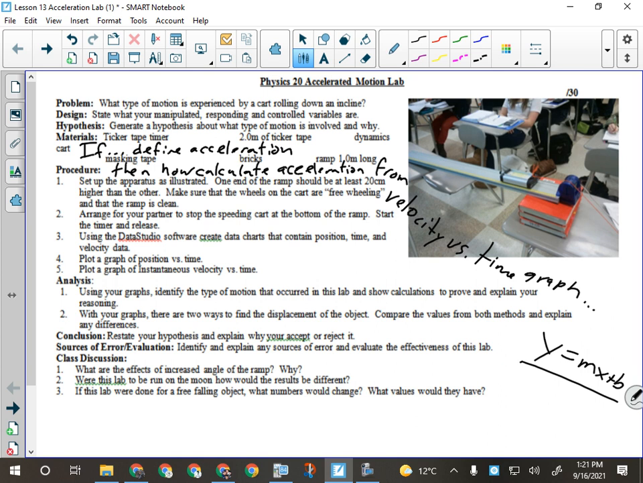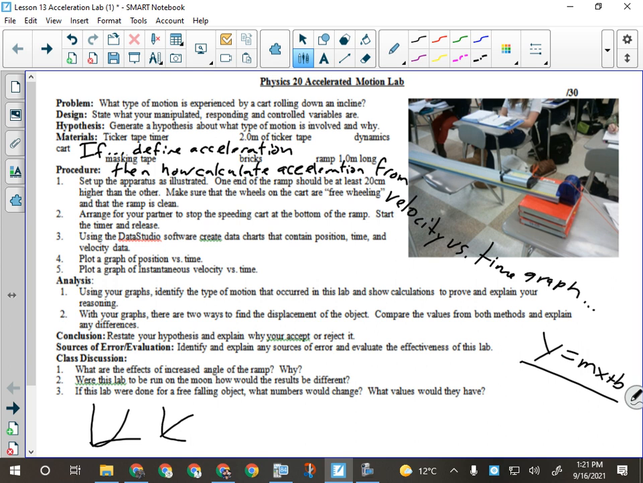These are the two graphs we should get. You should get one that looks like that, and you should get one that looks like this. Okay, so there's some part of that second graph, that's your velocity versus time graph, that will allow you to calculate the acceleration of the cart. Questions so far?